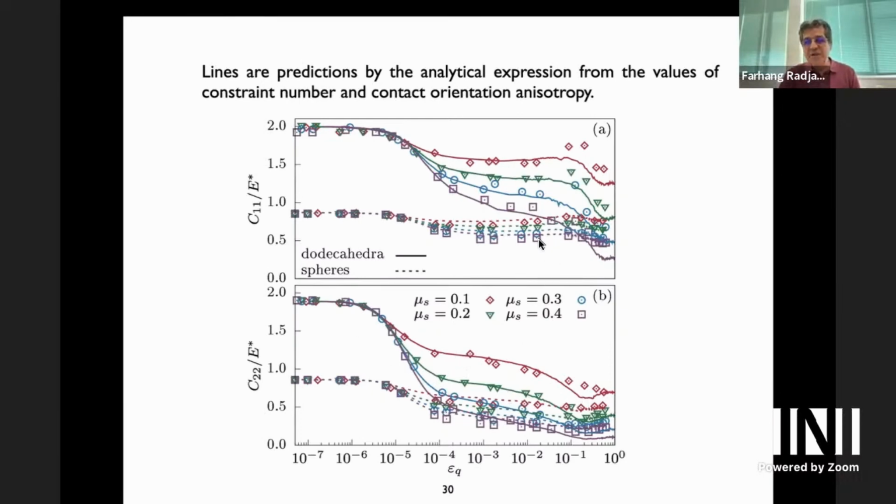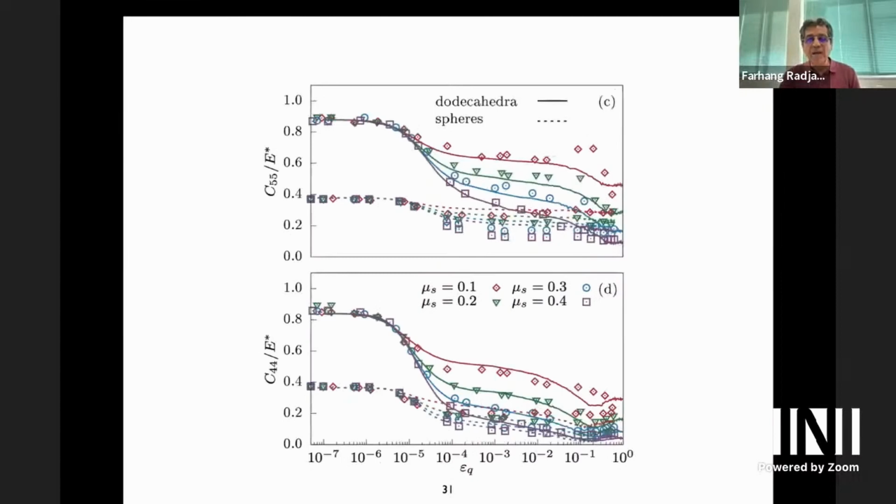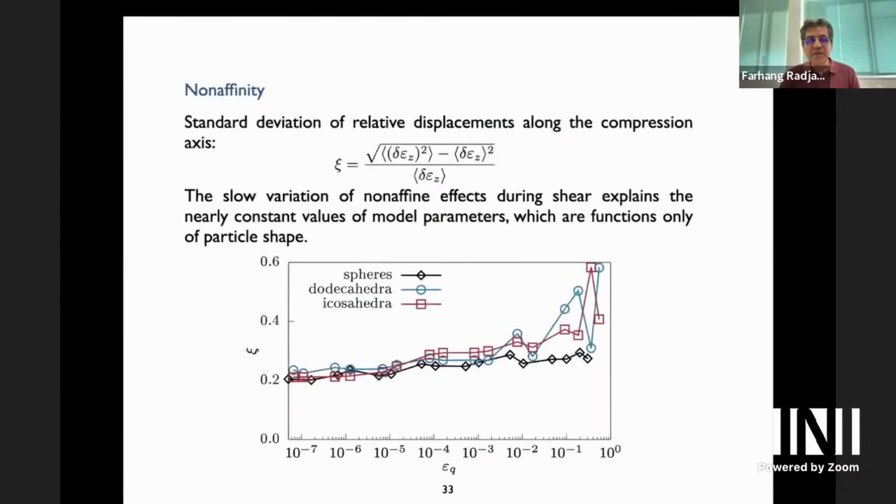And the worst predictions are here when we are approaching the peak, and after the peak, as we have seen, the data are actually deviating from a straight line. And the same for other coefficients. The last thing is that, as we know, the fact that the effective medium theory (EMT) doesn't work is attributed to the fact that the displacements of particles are non-affine, or they have a non-affine component of displacement.